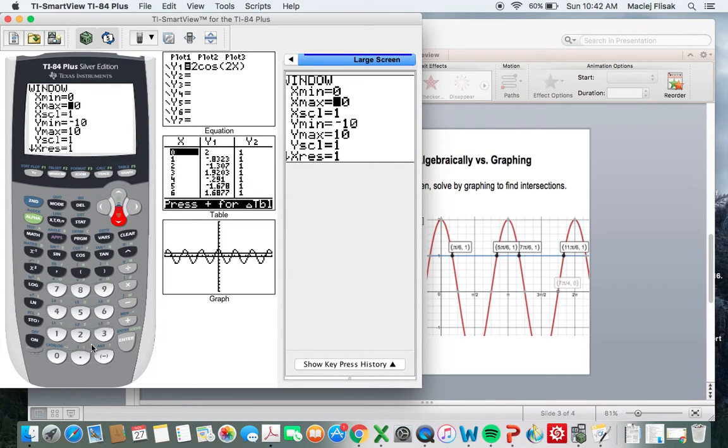I can actually enter 2 pi. So let's see, second, and pi is right here. 2 pi. So I'm going to look at the window between 0 and 2 pi. And the scale, 1. Okay, so on the trig function, it kind of goes up and down, but a good scale would be maybe pi over 2, because pi over 2 is like the top of the unit circle, and then another pi over 2 is at 180 and so on. So pi over 2 is a good jump to do.